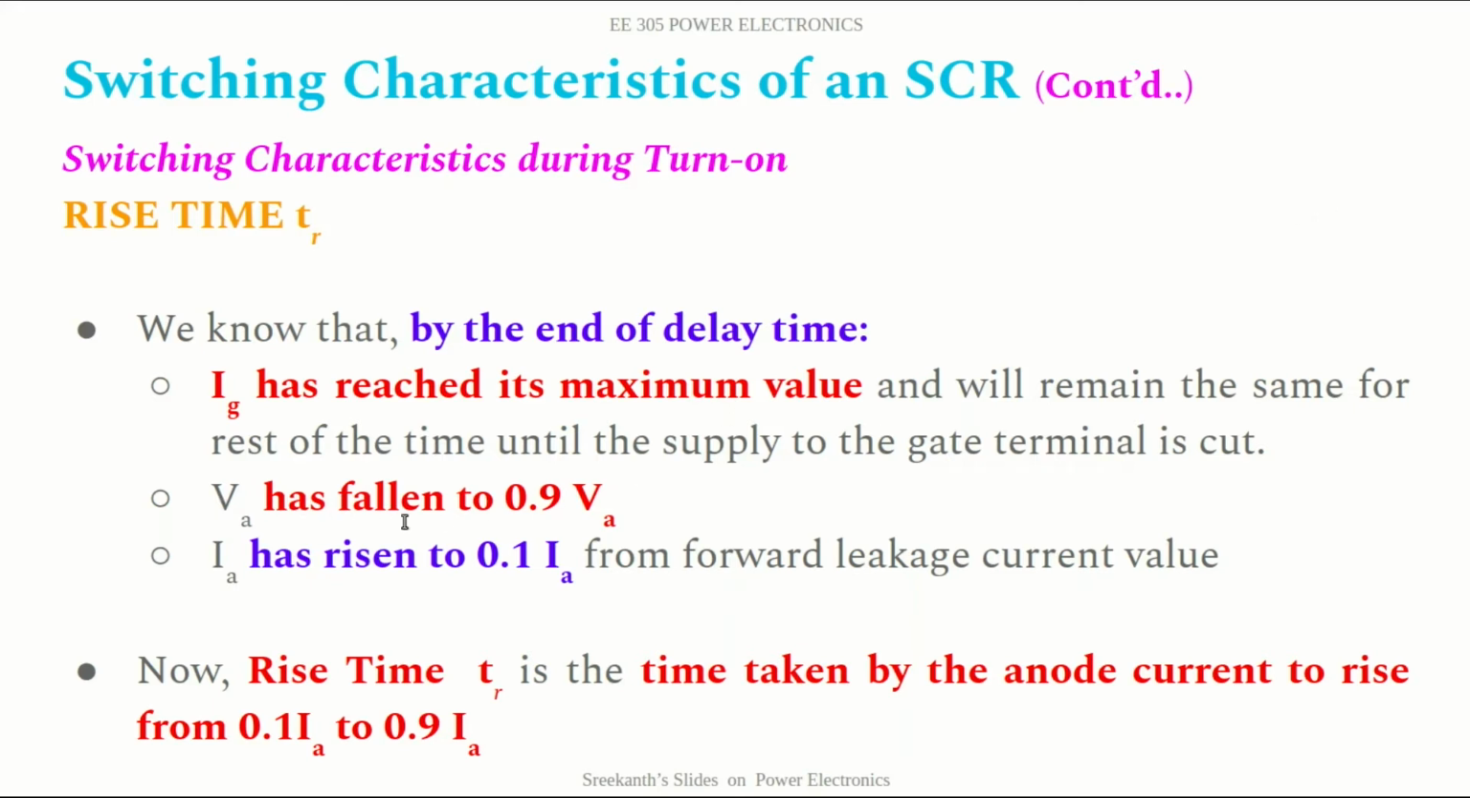Now VA has fallen to 0.9 VA and IA has risen to 0.1 IA from the forward leakage current value. This is what the values are by the end of delay time.